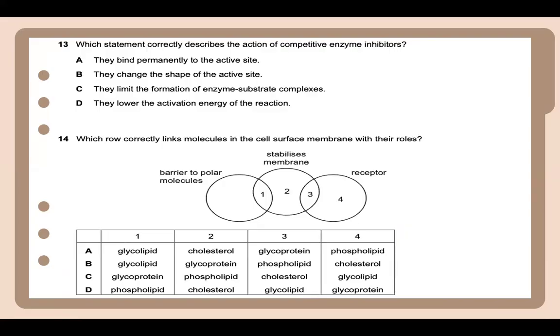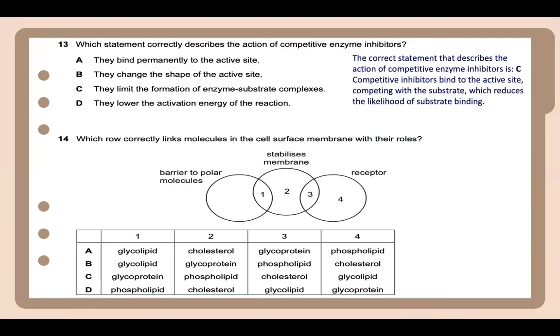Which statement correctly describes the actions of competitive enzyme inhibitors? The correct statement is that they limit the formation of enzyme substrate complexes. Competitive inhibitors bind to the active site, competing with the substrate, which reduces the likelihood of substrate binding. Which row correctly links molecules in the cell surface membrane with their roles?